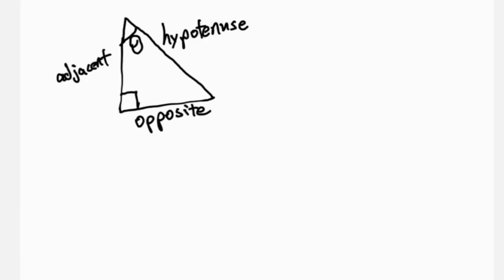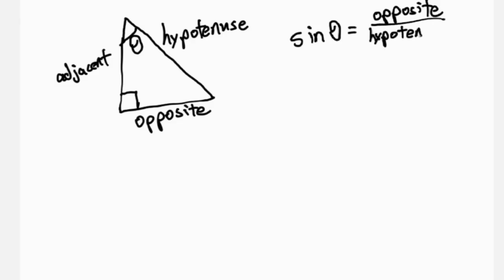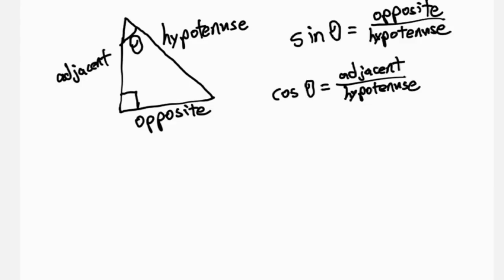There are three functions here: sine, cosine, and tangent. Sine of theta is equal to opposite over hypotenuse. Cosine theta is adjacent over hypotenuse. And lastly, tangent theta is opposite over adjacent.